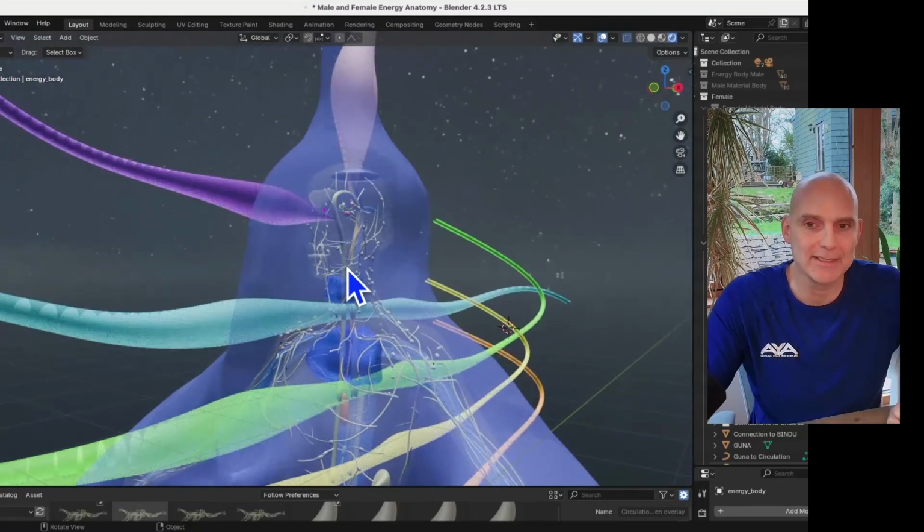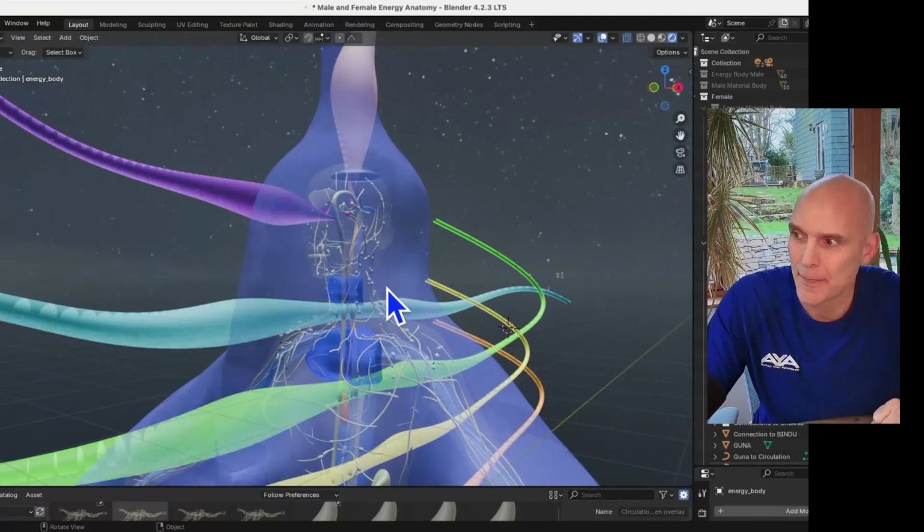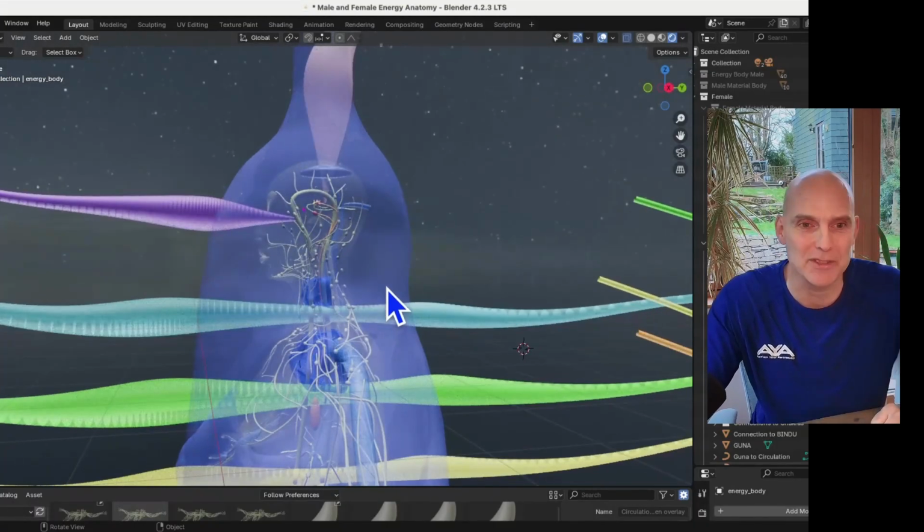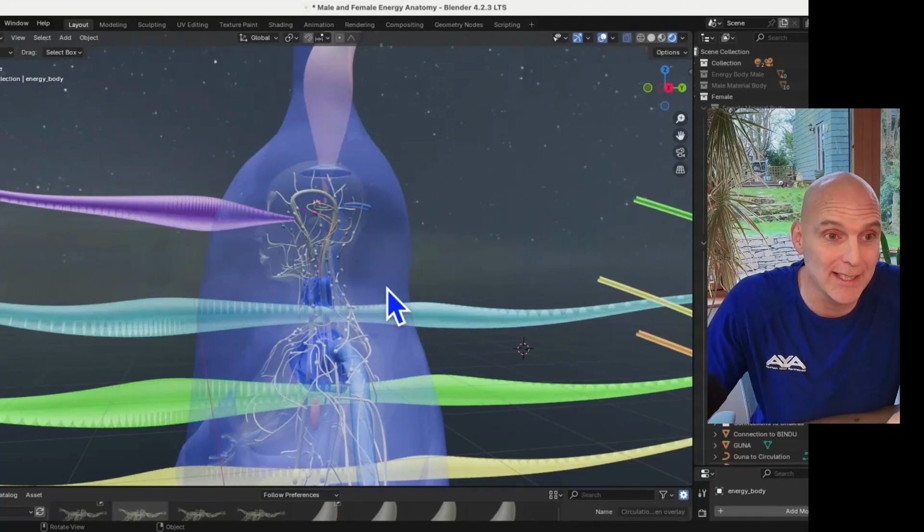Okay, so what I'm going to do next is I'm going to trace some healing energy from start to finish through these systems so that you can see what's actually happening when we are using healing energy in the body.